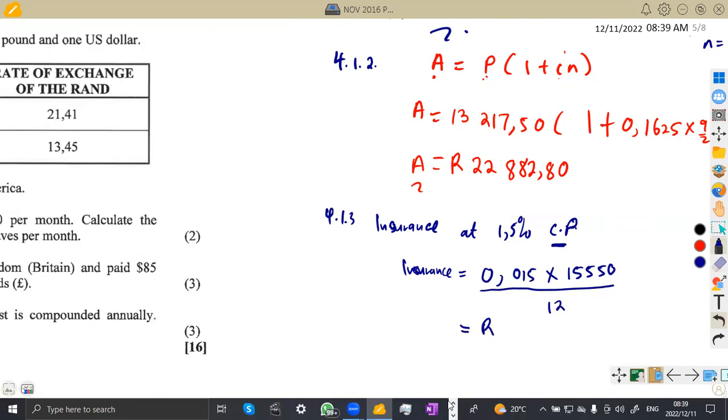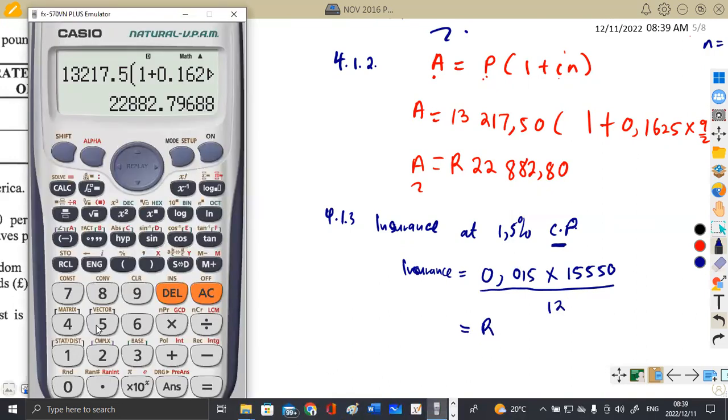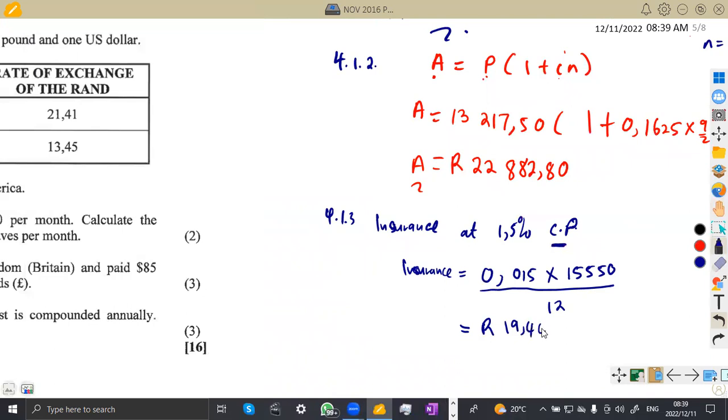All right, so let's see what is going to be paid monthly for the insurance. It's going to be a fraction here: 0.015 times 15,550 over 12. So this is going to be 19.4375, which is 19.44. All right, so we are going to have 19.44 rand, which is paid monthly.